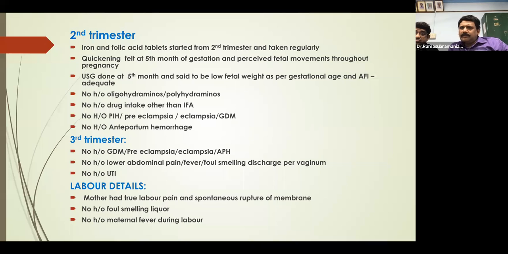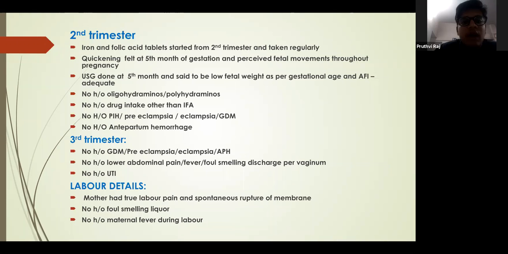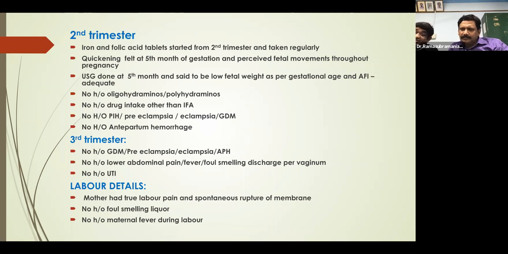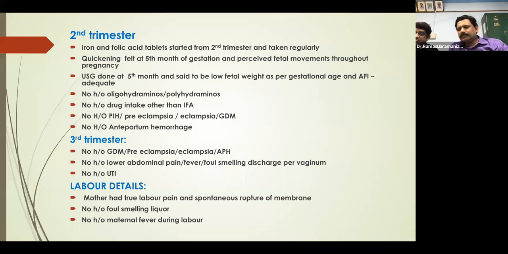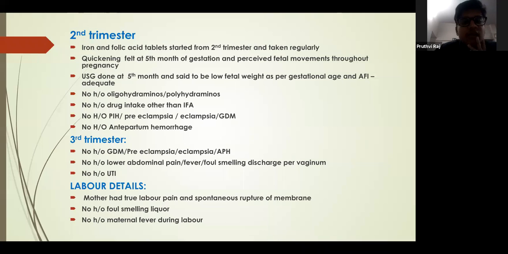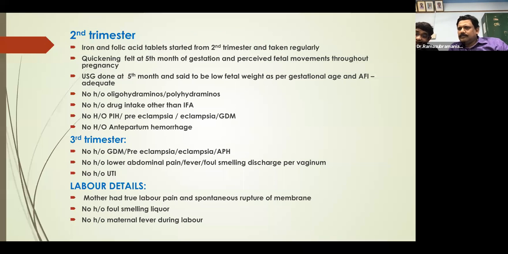Okay. So the labor details: the mother had true labor pain and spontaneous rupture of membranes. No foul smelling liquor, no maternal fever. How will you define maternal fever? Hyperpyrexia, sir. No, hyperpyrexia is entirely different. The definition is entirely different. What is maternal fever? There will be maternal tachycardia. Increase in body temperature of the mother. Sir, with associated clinical features like foul smelling liquor or abdominal tenderness, or without any clinical features, if the temperature goes beyond 39, it is very significant.